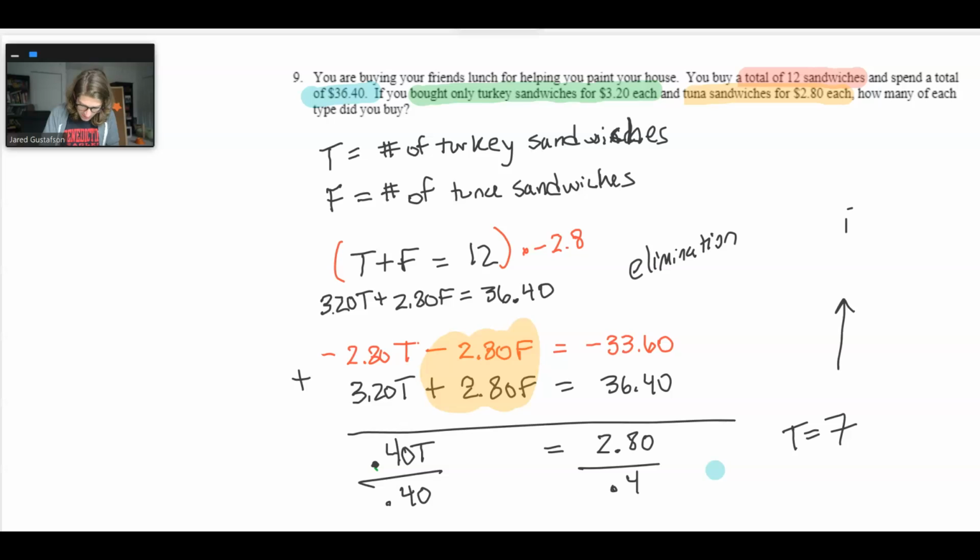I'm going to use the T plus F equals 12 equation. 7 plus F equals 12. F will equal 5 because we have to subtract 7 from both sides. So we bought 7 turkey sandwiches and we bought 5 tuna sandwiches.